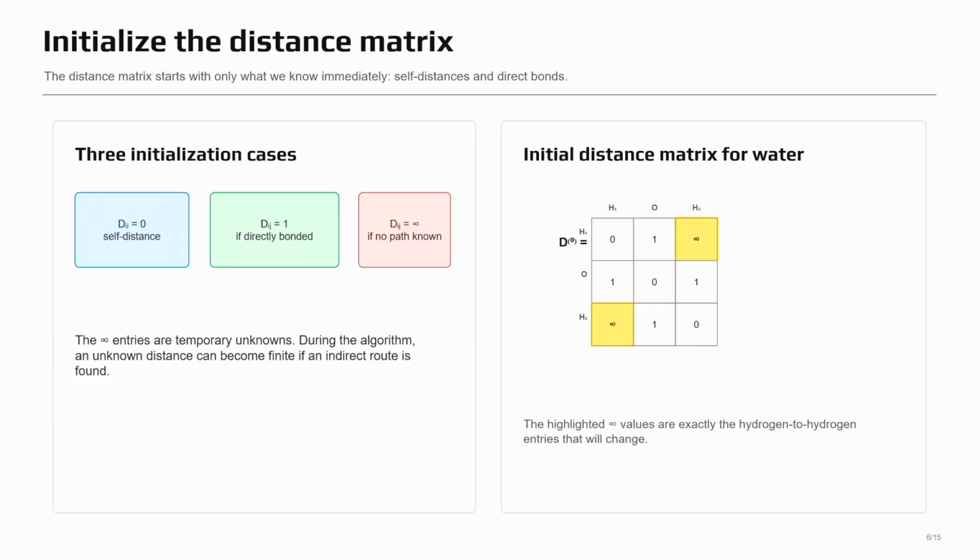So for our H2O molecule, we set 0 for the 3 diagonal entries, a 1 for each hydrogen and oxygen pair, and then infinity for the hydrogen to hydrogen entries.